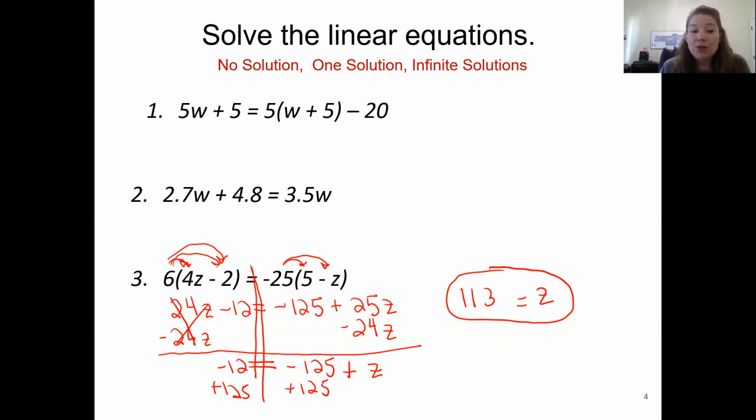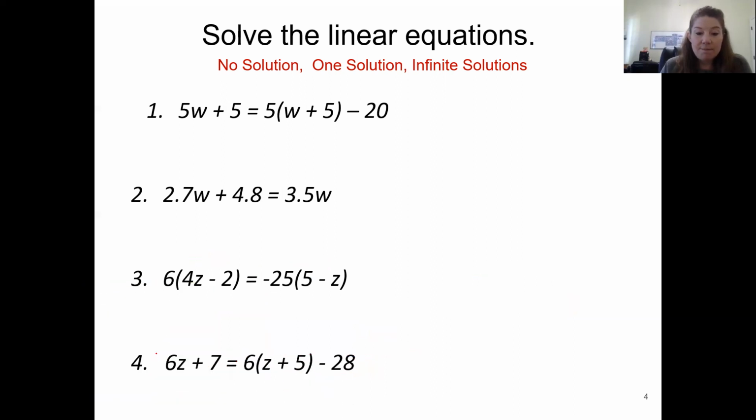But then the last thing you want to make sure you do is check your answer. So in my calculator, I would plug in 113 times 4 minus 2, and then that number times 6. I got 2,700. And then on the right side, I'm going to type in negative 25 times 5 minus 113, and I got 2,700. So even though my answer seems crazy, 113, I know my answer is right because I checked it. All right, let's try another one, number 4.